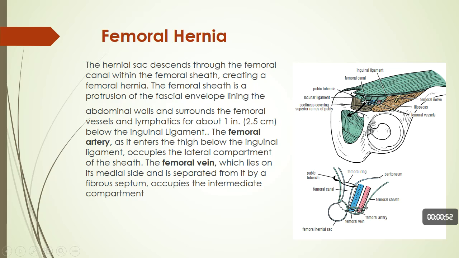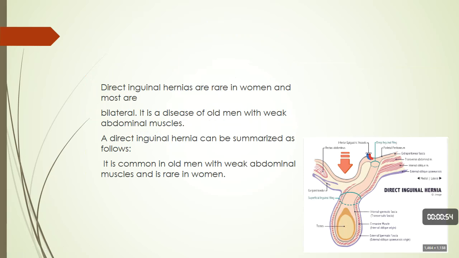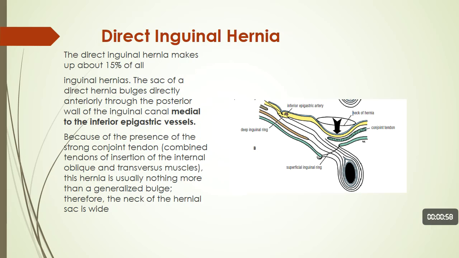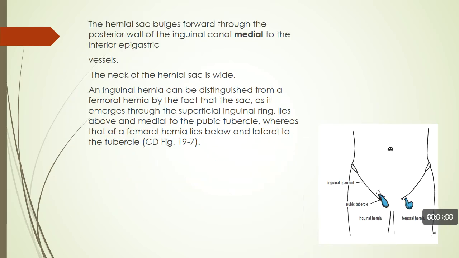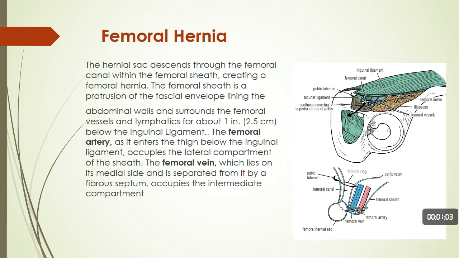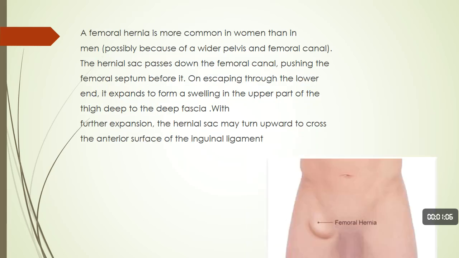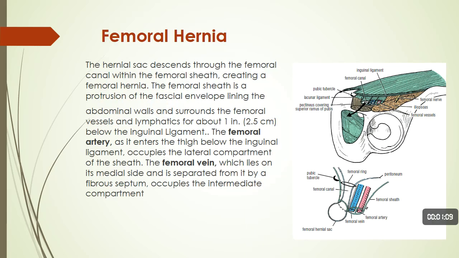The processus vaginalis is a process of peritoneum that comes to the inguinal canal. This process in the fetus must disappear and obliterate. The processus vaginalis is a process of peritoneum.